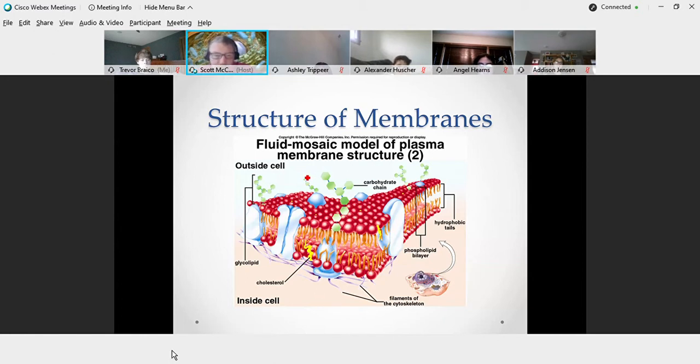So let me change colors. I don't like the red. Go blue, that's pretty. All right, so this right here is your phosphate head. And then these are all your phosphate tails. So this part loves water. This part here hates water. Okay? So going back again, this part down here loves water.